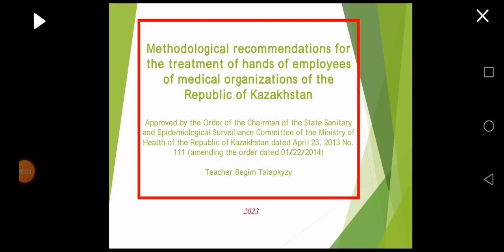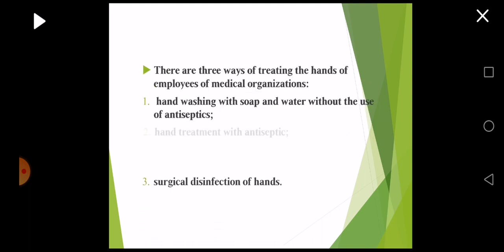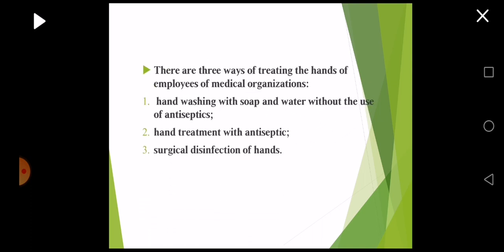Methodological recommendations for the treatment of hands of employees of medical organizations of the Republic of Kazakhstan. There are 3 ways of treating the hands of employees of medical organizations. First, hand washing with soap and water without the use of antiseptics. Second, hand treatment with antiseptic. Third, surgical disinfection of hands.